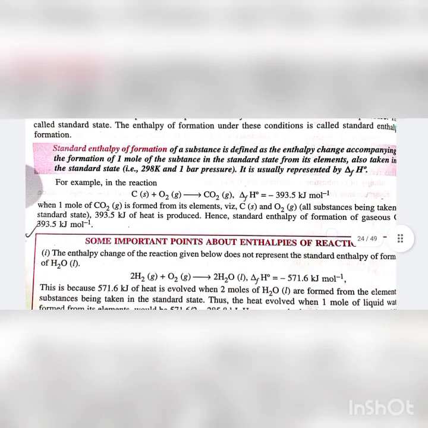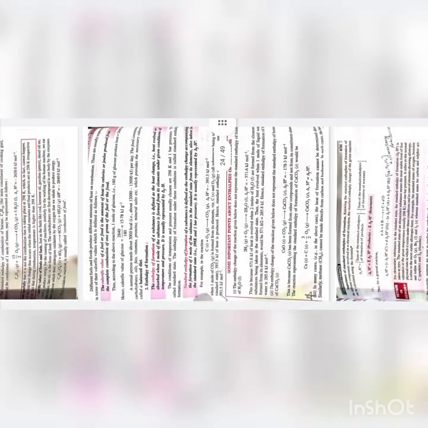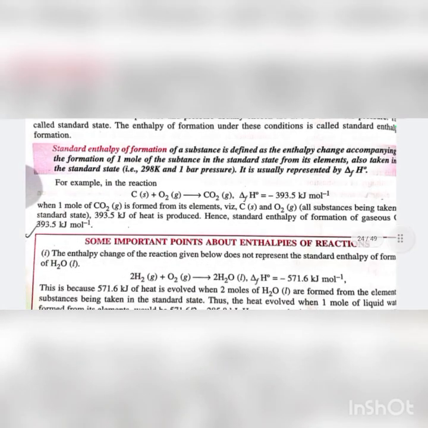For example, C plus O2 gives CO2. Then the enthalpy of formation is equal to minus 393.5 kilojoule per mole. When 1 mole of CO2 is formed from its elements, C and O2, all substances being taken in the standard state, 393.5 kilojoule of energy is produced. Hence, the standard enthalpy of formation of gaseous CO2 is minus 393.5 kilojoule per mole.